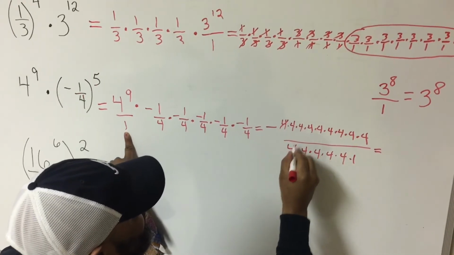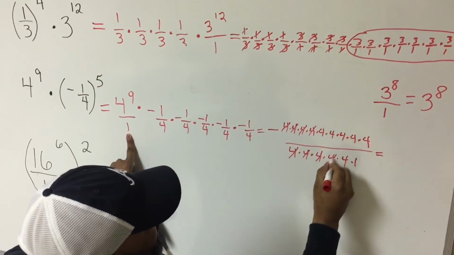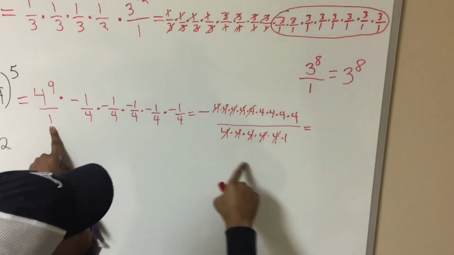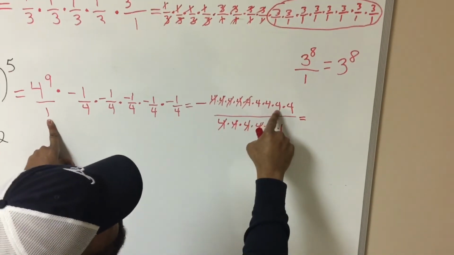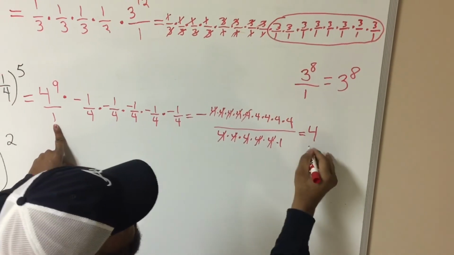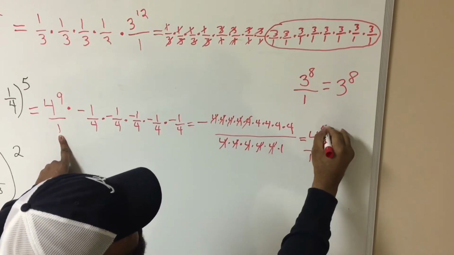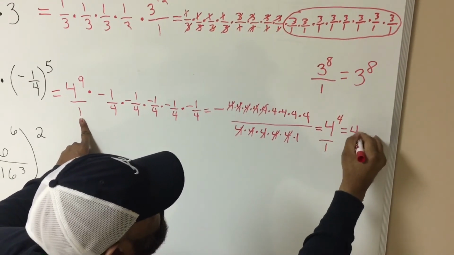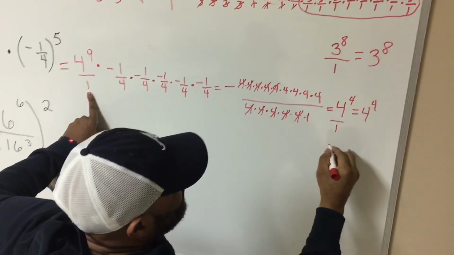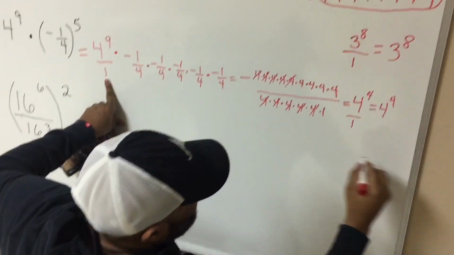I can cancel that out, cancel that out, and so on for all nine. And then the 1 really doesn't make a difference. So now I got 1, 2, 3, 4 up top over this 1, which I really don't need, but if you want it, here it is, to the 4th power, which is the same thing as 4 to the 4th power, which is the same thing as 256, because 4 times 4 is 16 times 4 is 64, times 4 is 256.